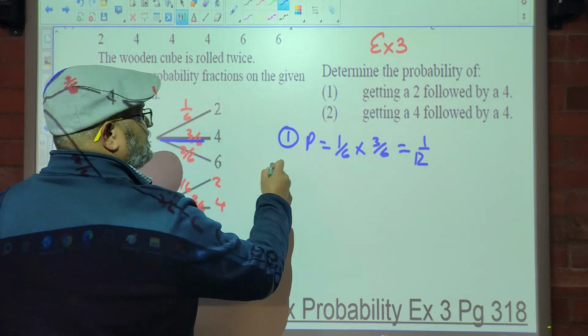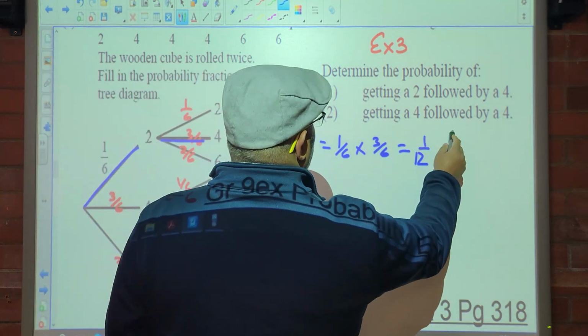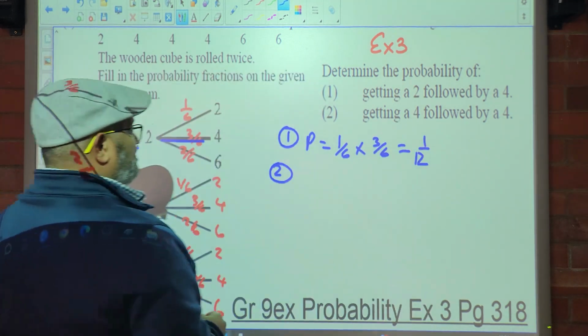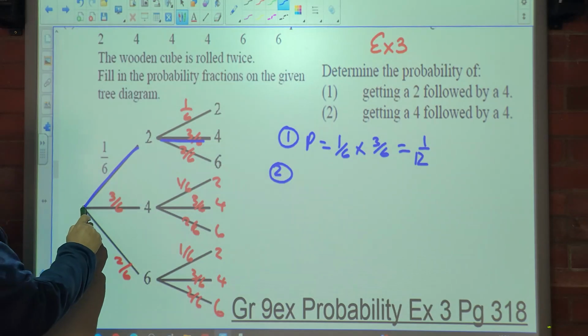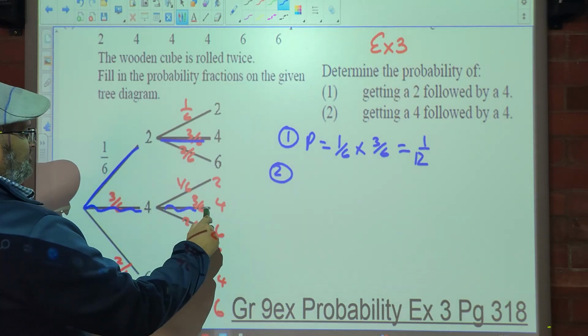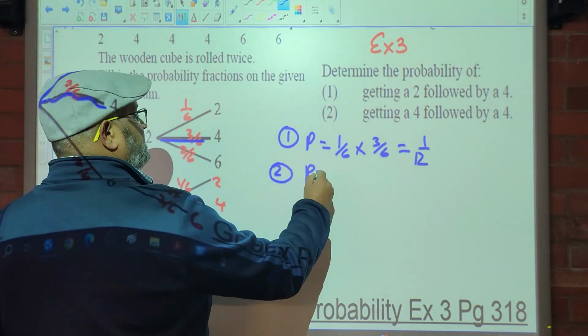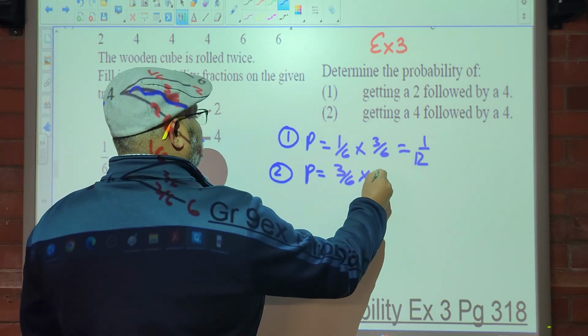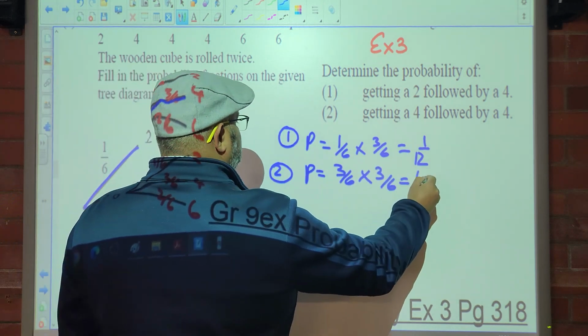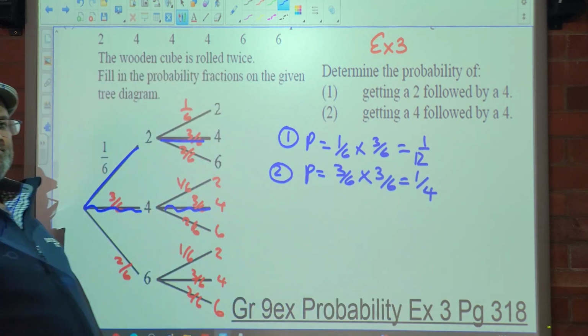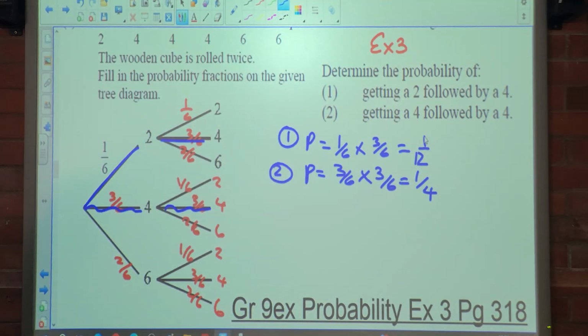Number 2. Getting a 4 followed by a 4. So a 4 followed by a 4. So it's going to be 3 out of 6 times 3 out of 6, which is a quarter. Okay. Any confusion there?